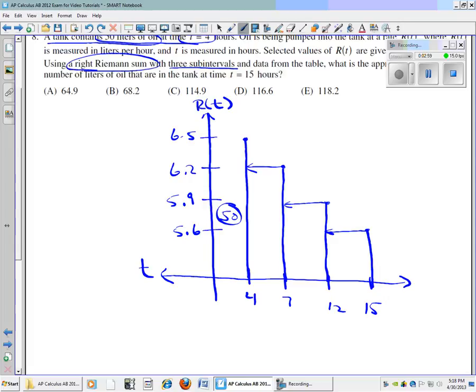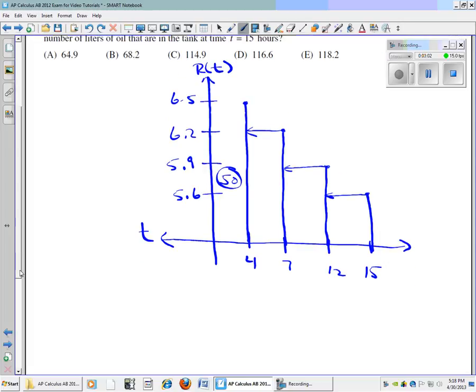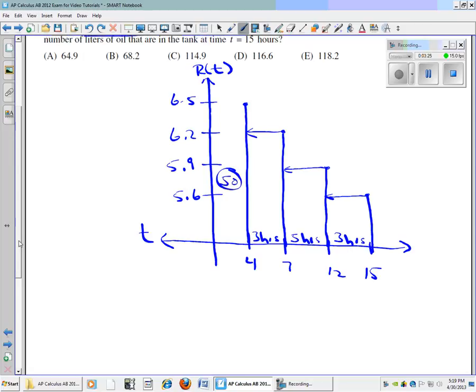Next, let's look at the time frame of each of those intervals for the Riemann sum. From 4 to 7, I see 3 hours. From 7 to 12, I see 5 hours. From 12 to 15, I have another 3 hours. We then have these rates. That's the height on our graph. And so the first rate is 5.6 liters per hour, the second rate is 5.9 liters per hour, and the third one is 6.2 liters per hour.